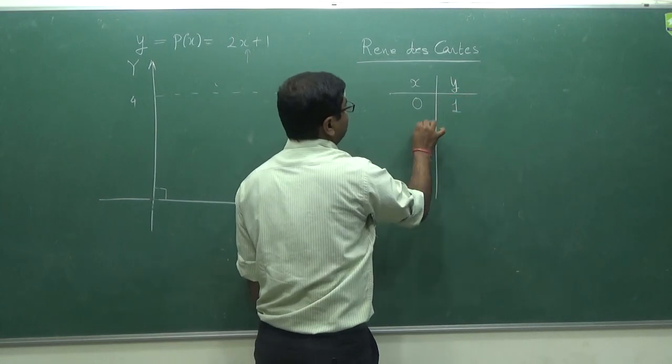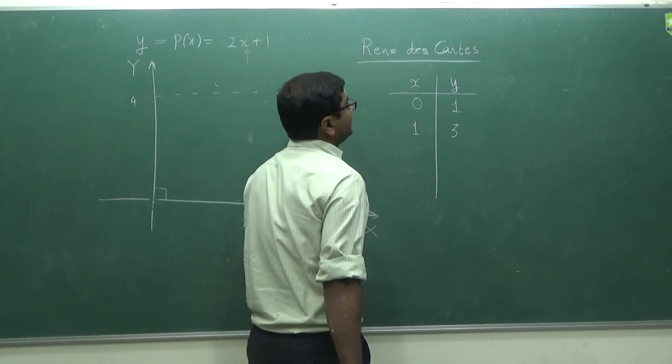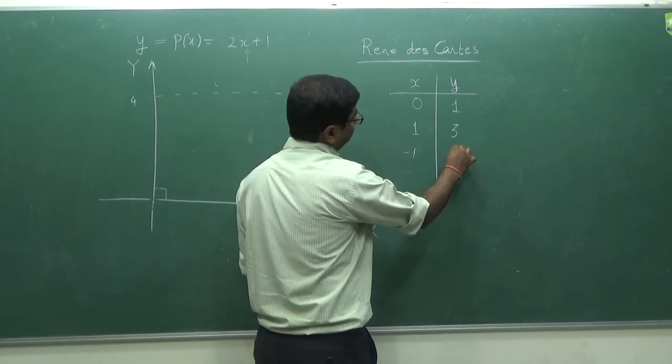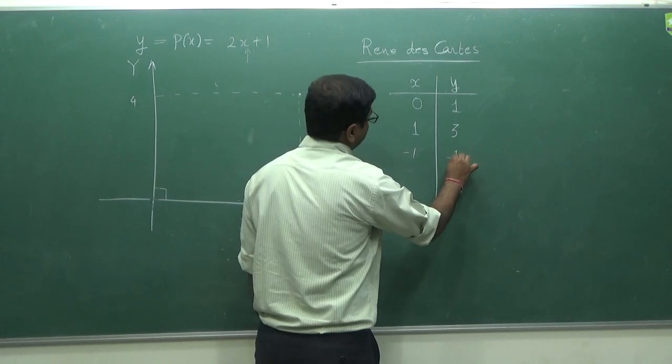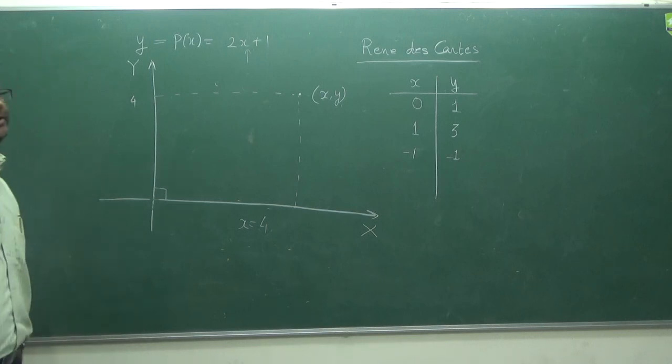1. What is y when x is 1? 3. What is y when x is minus 1? Y is? Minus 1. Correct. Let us try to plot these points.